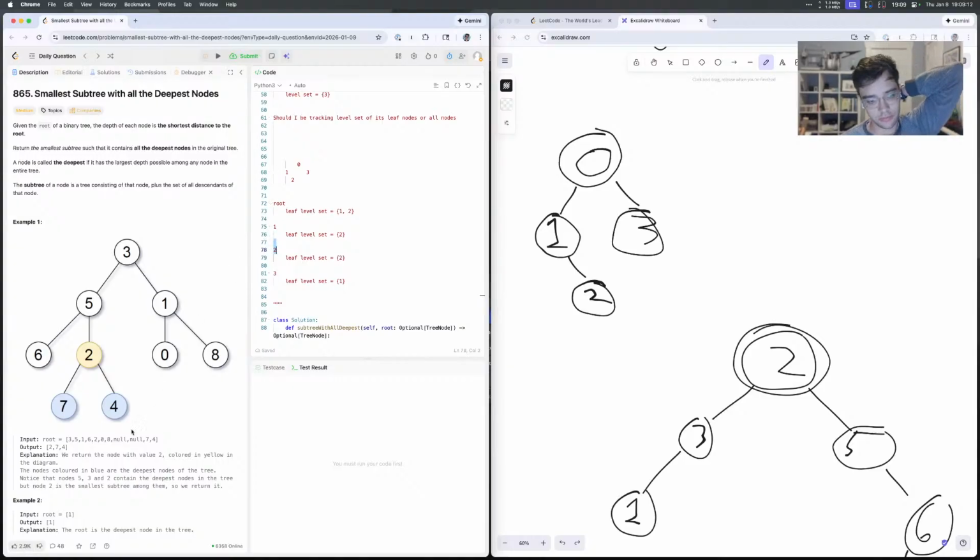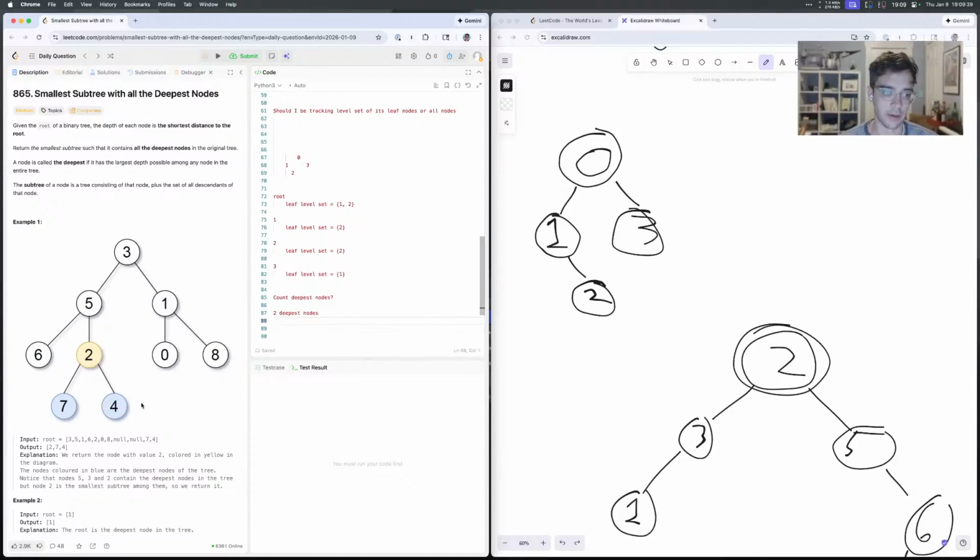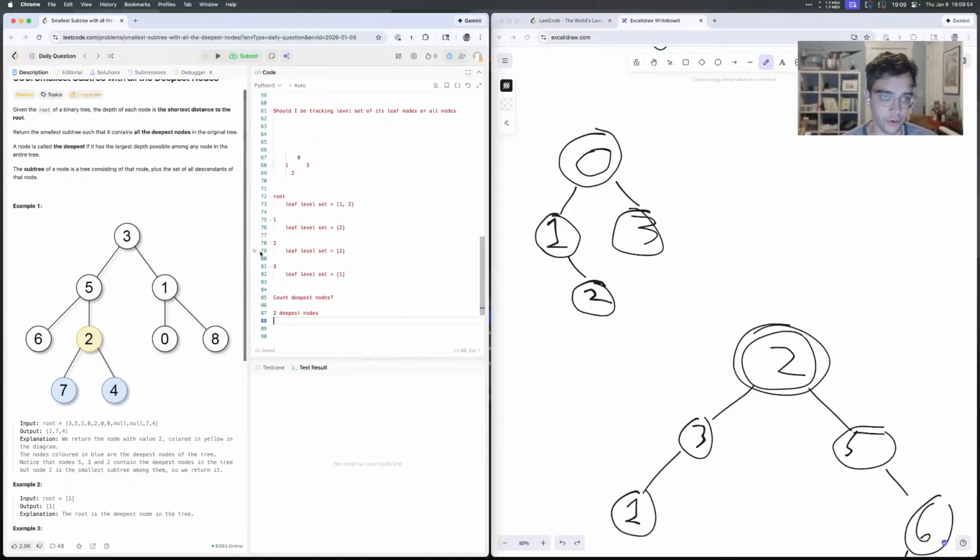I guess I could also count deepest nodes. Count deepest nodes, question mark. So in the first example, you have 2 deepest nodes, and you know that because you know the max depth, and we could retrace down to the leaves and count their depth. Anyway, you could do it. I won't worry about pseudocode right now.